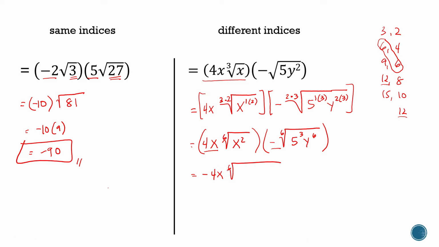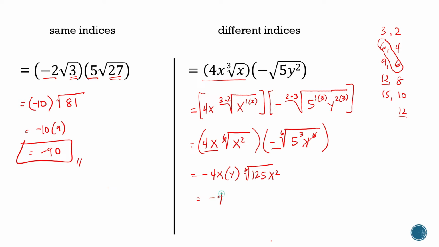6th root of x squared, we cannot simplify that. 5 raised to 3 is 125. Now, y raised to 6, we can simplify that. The 6th root of y raised to 6 is just y. So I'm just going to erase this. The 6th root of y to the 6th is y, so I will put the y here. Then the 6th root of 125x squared.